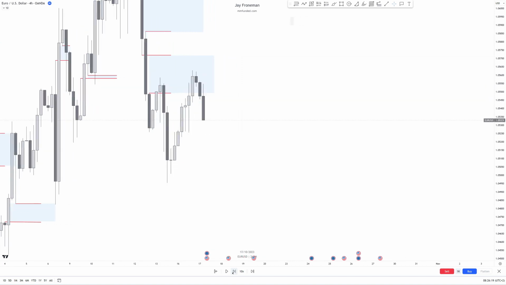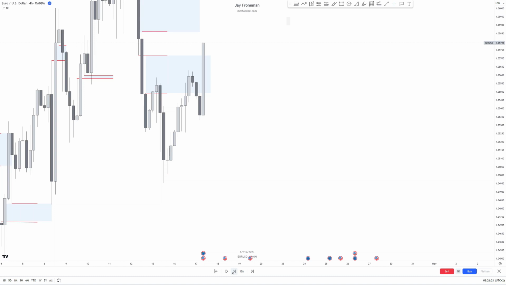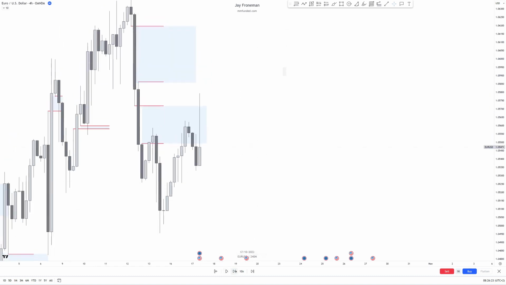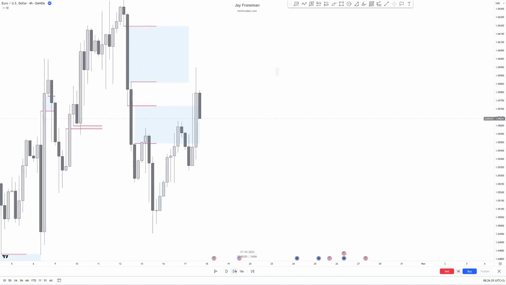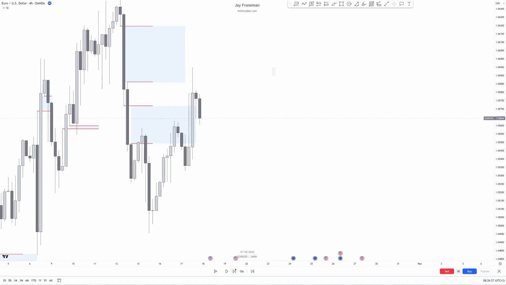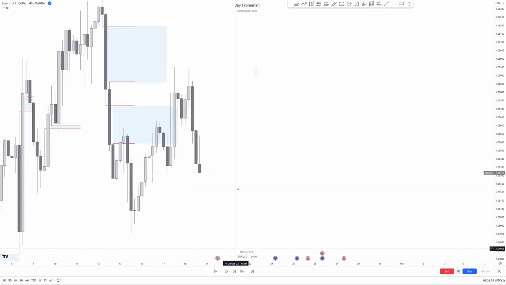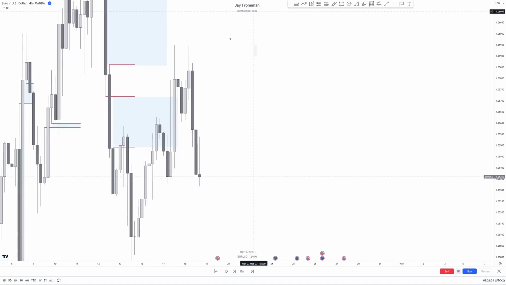All right, further mitigation into that fair value gap. Mitigation into the extreme fair value gap, reaction, and we formed a new fair value gap, candle 1, 2, and 3. We can mark out the low of that first candle, the high of the third candle. Those wicks are not overlapping, and we can mark this out as a valid fair value gap.